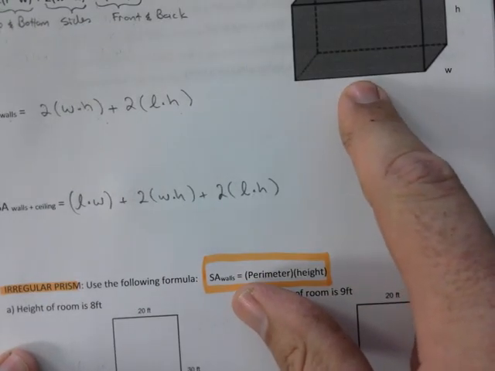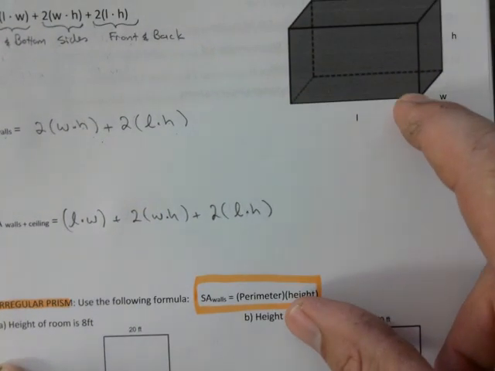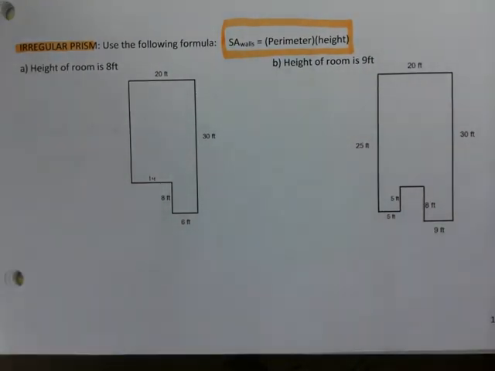Mr. Dirksen, does it work for a room like this as well? Yes, it does, right? If you were to find the distance around the base here and just multiply by the height, it would still work. So if you'd like to do that, go for it, okay?